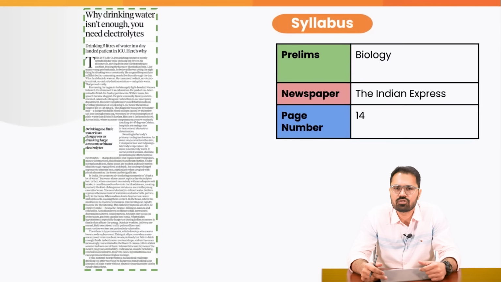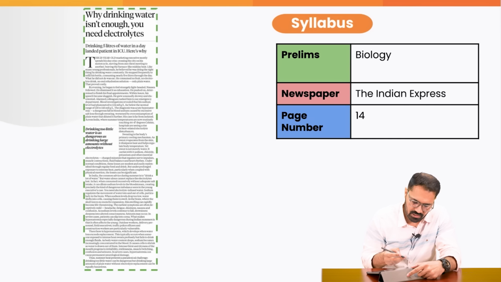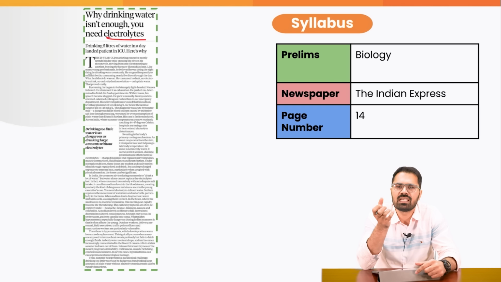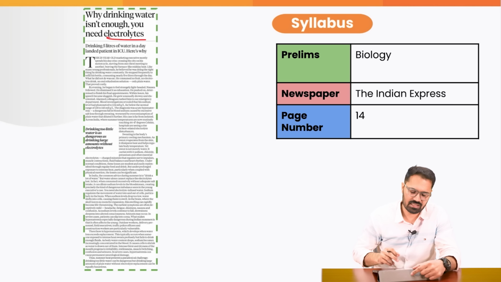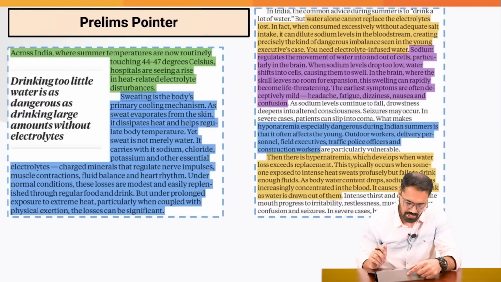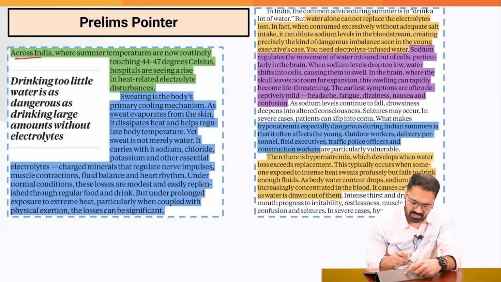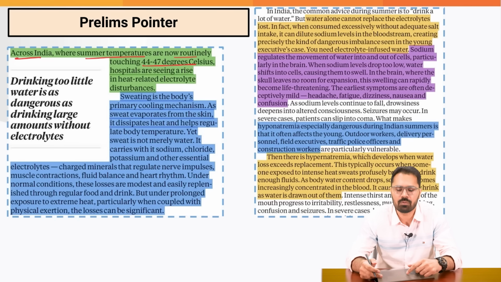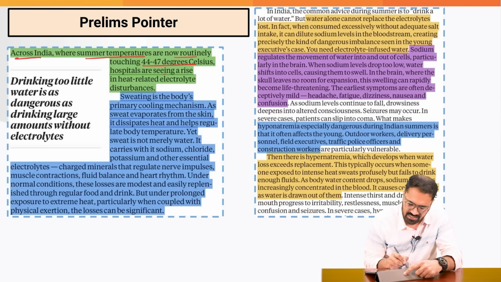Now coming to the last topic of today's discussion, the presence pointer, it is regarding electrolytes and how some people are losing their lives because of the extreme heat conditions outside. Now we'll see what this article says. Basically, this article says that across India, where the summer temperatures are now routinely touching 44 to 47 degrees Celsius, that is extreme heat wave condition, hospitals are seeing a rise in heat-related electrolyte disturbances.